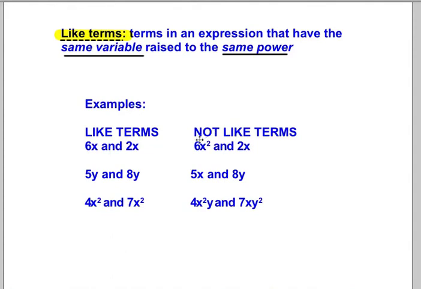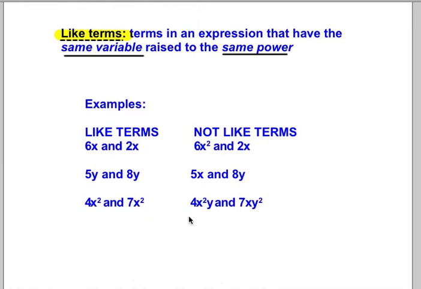Unlike terms: 6x squared and 2x. Again, the coefficient in the front doesn't matter. And yes, they have the same variable x, but the x is not to the same power in both terms. Next one is 5x and 8y. The 5 and 8 don't match, which is okay, but the variables don't match either. There's an x and a y, so they're unlike terms.